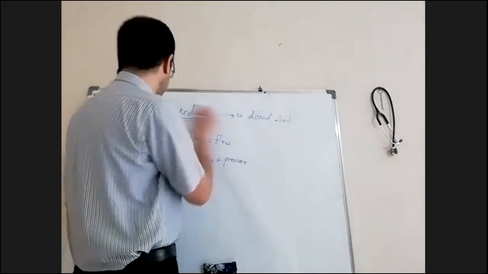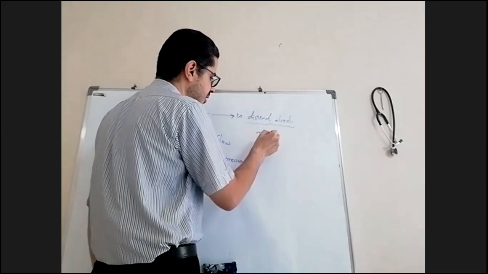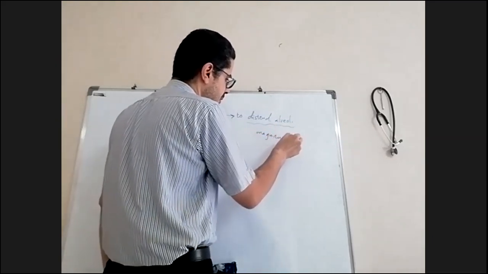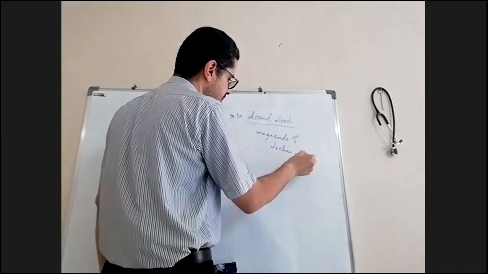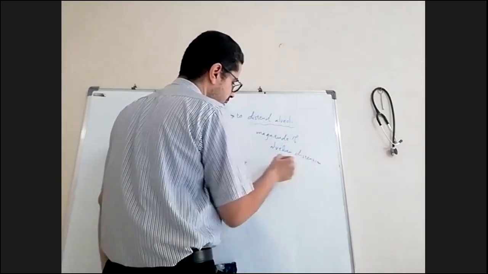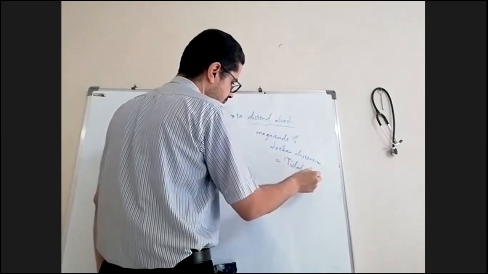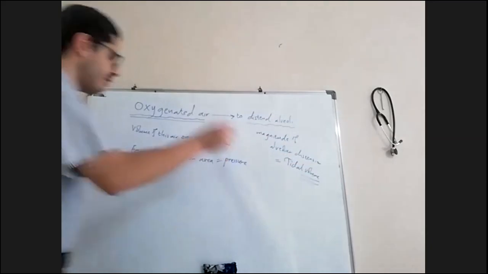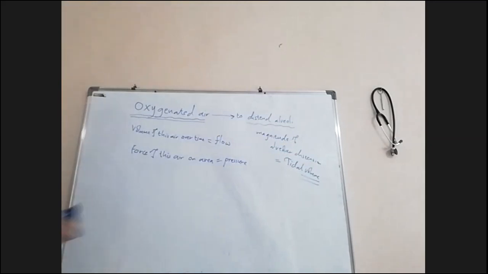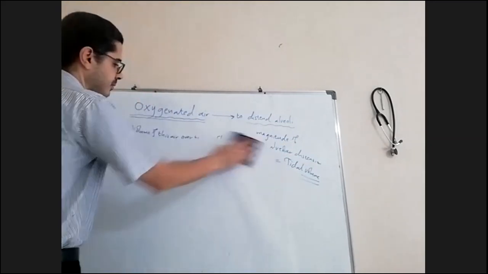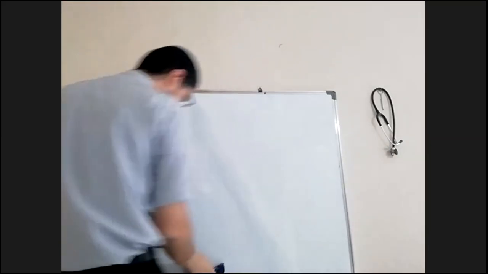We said we give oxygenated air to distend alveoli. The magnitude of alveolar distension equals tidal volume. So this is the volume, the pressure, and the flow. So we go to 3 and 3. To understand the basics of the machine and the mode, you need to understand 3 and 3.